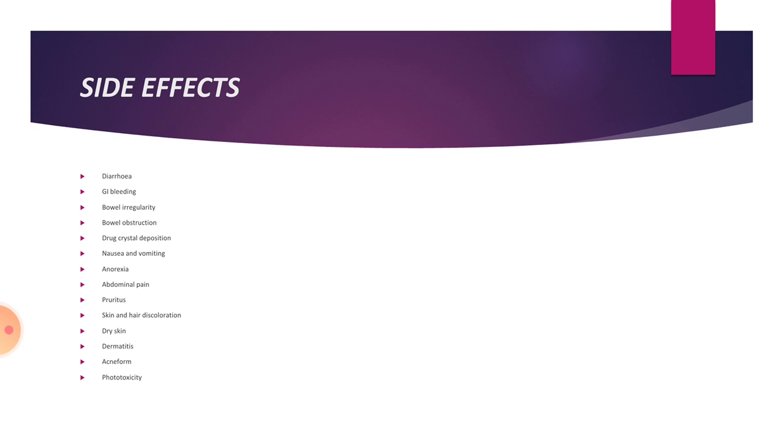The skin and hair become discolored, dry skin, dermatitis, acneiform, and phototoxicity. Phototoxicity is a condition in which the skin or eyes become very sensitive to sunlight or other forms of light.